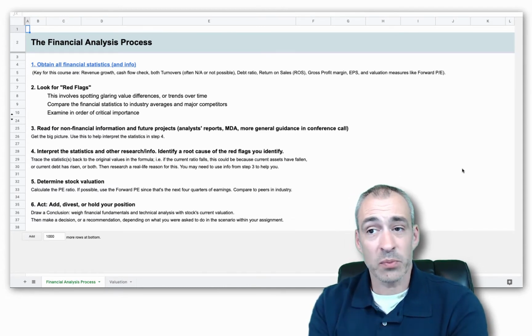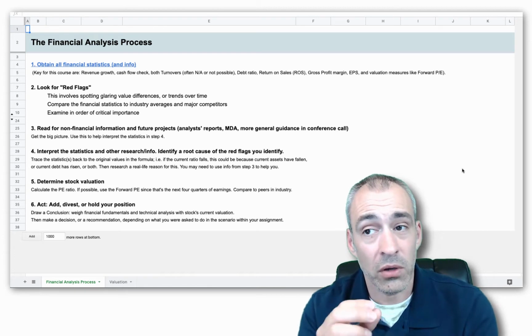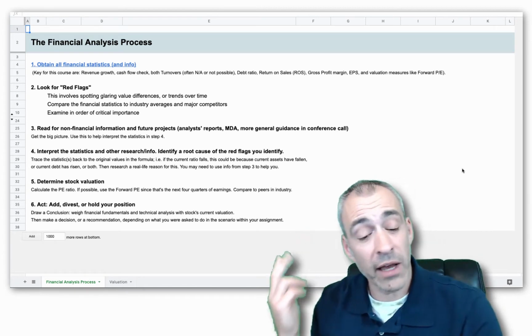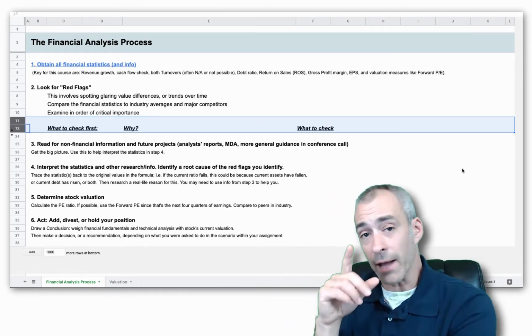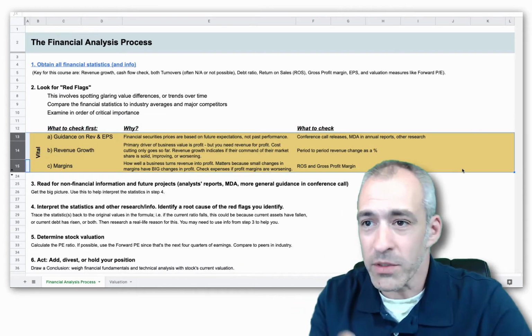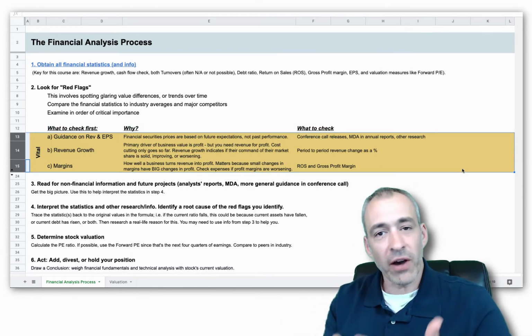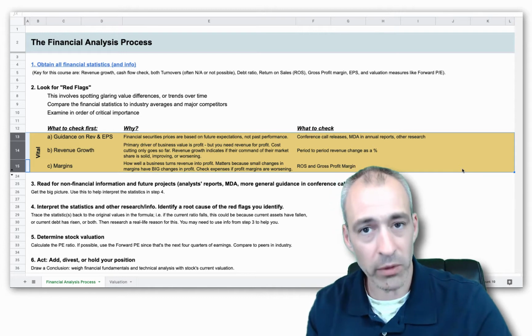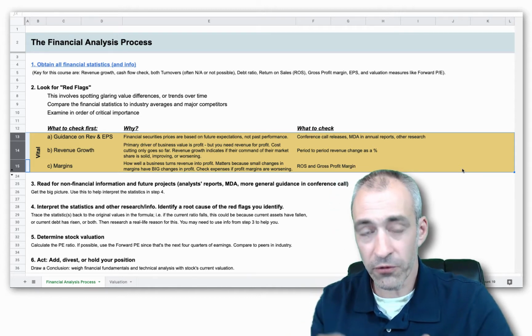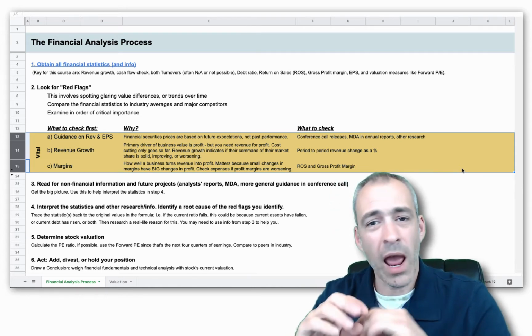So let's expand number 2. Look for those red flags. And what do you look at first? The first thing you actually look at, in normal times, are these things. These are the vital things to check normally. Okay? So the first thing is revenue growth. And you can freeze this.